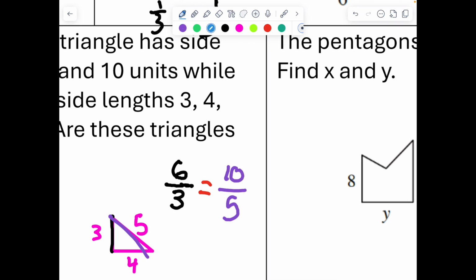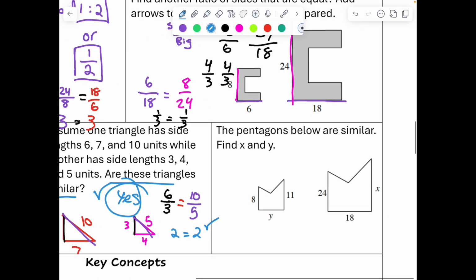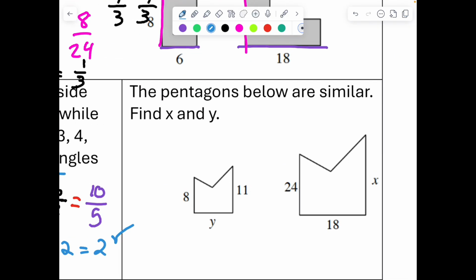And we know these well. 6 over 3 is 2. 10 over 5 is 2. Because the ratio of their sides was equal, these are similar triangles. Yes. We're going to do something similar over here. They are telling us it's similar, so we are allowed to set the ratio of their sides equal to each other and solve for x and y.